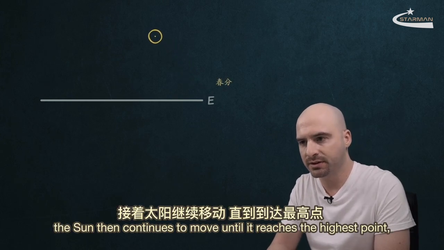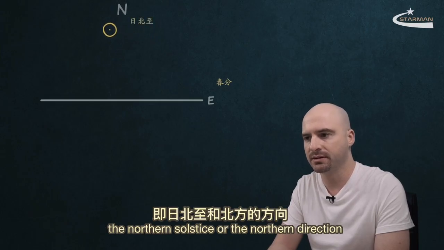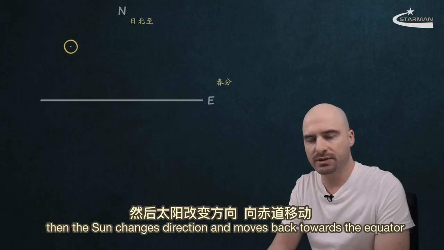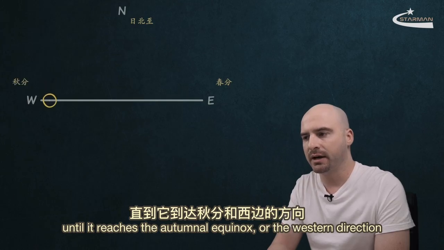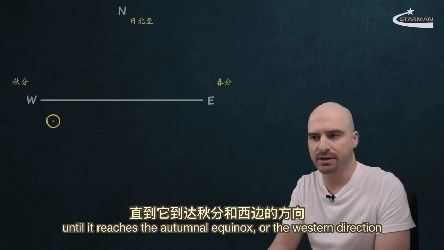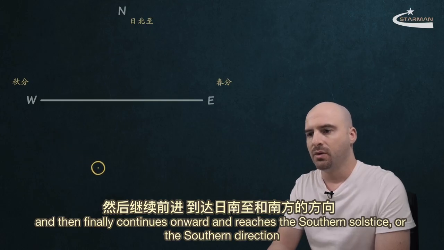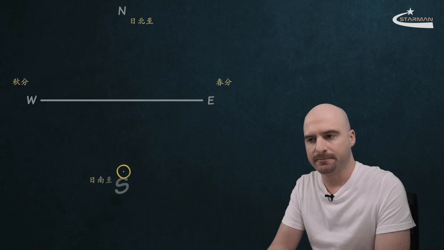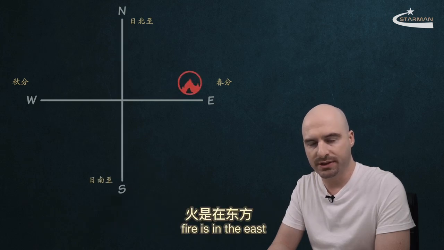The sun then continues to move until it reaches the highest point, the northern solstice, or the northern direction. Then the sun changes direction and moves back towards the equator until it reaches the autumnal equinox or the western direction. And then finally it continues onward and reaches the southern solstice or the southern direction. Now, when we are talking about the zodiac, fire is in the east.